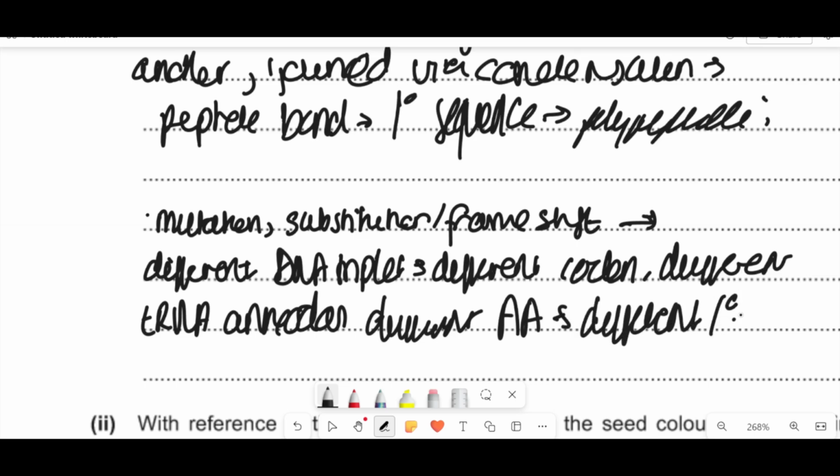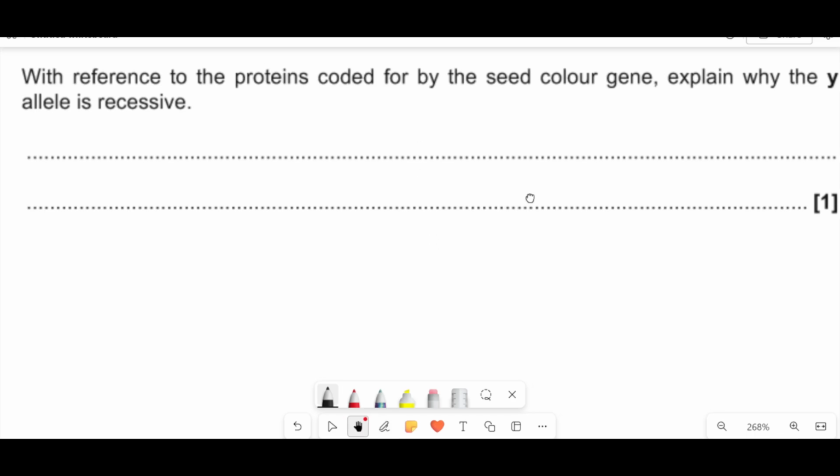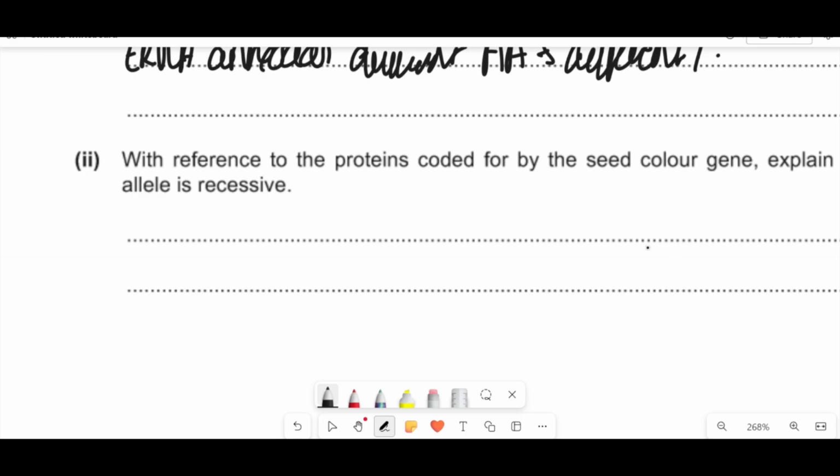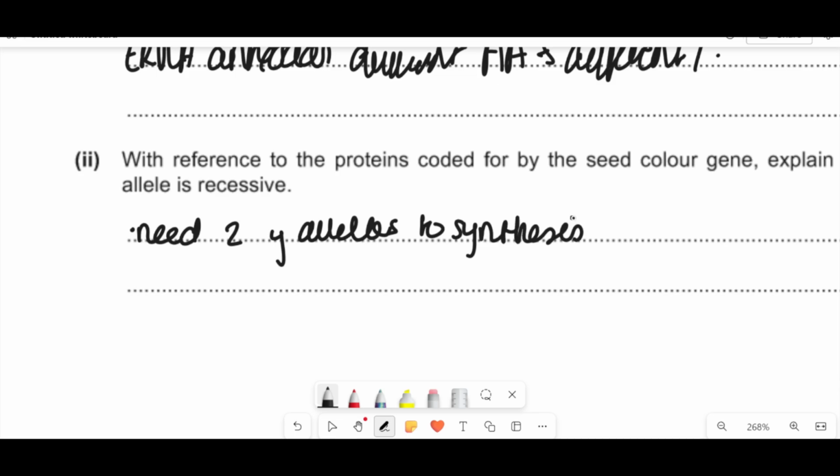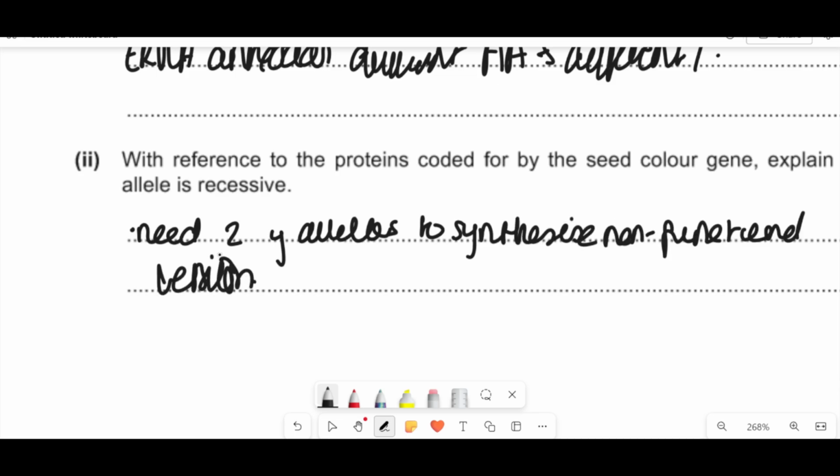Loads of people just cannot put the pieces together for some reason. I don't get why. Now it says, with reference to the proteins coded for by the seed color gene, explain why this is recessive. So if we have a look, the only reason it's recessive is because you would need two little y alleles to synthesize the non-functional version. Doesn't matter if you have a mutation. If the other one's dominant, then you're chilling.